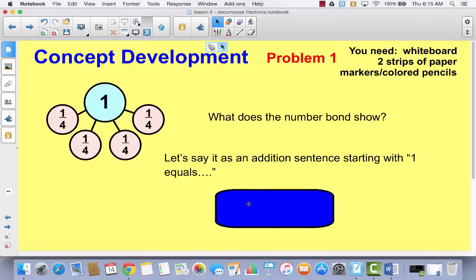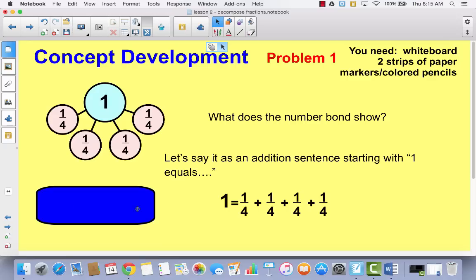Let's try that again. It'll look something like this. 1 equals 1/4 plus 1/4 plus 1/4 plus 1/4. So all of these unit fractions added together will equal this one whole. This is what we did yesterday.